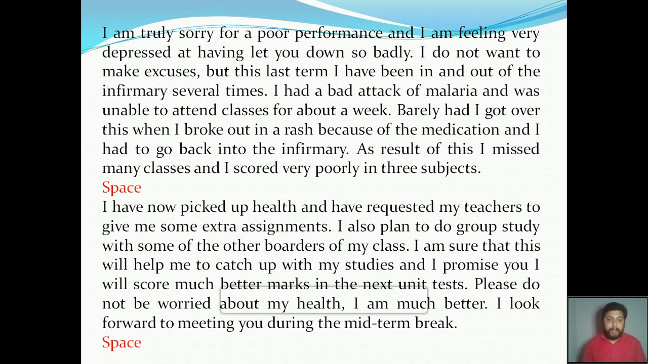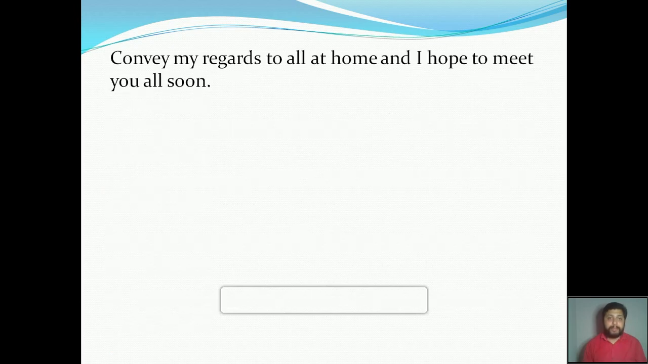Now, again one line space. After that, we are concluding our letter with the concluding sentence: Convey my regards to all at home and I hope to meet you all soon. Again one line space. Then subscription, your loving son. At the end of the subscription there is a comma, again one line space, and your first name, that's the signature.